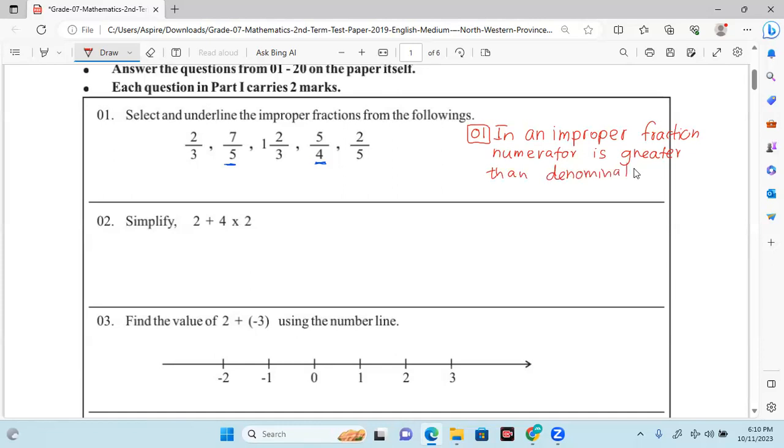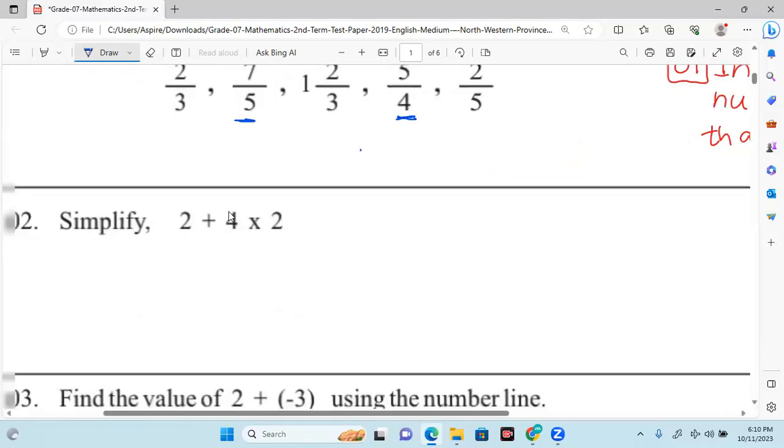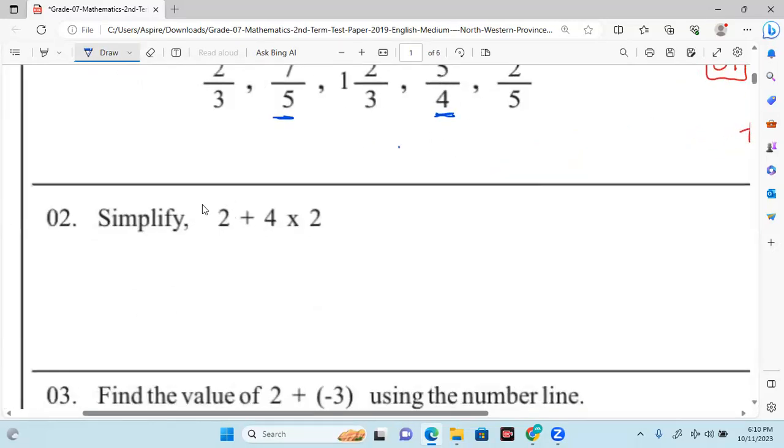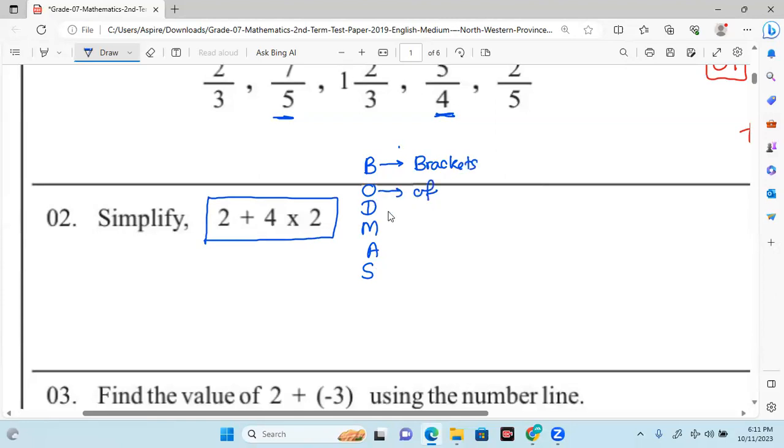Okay. Next, you have to simplify. We know that when we are given a numerical expression, we have to do the operations in a particular order. It is called the rule of BODMAS. I think you should have heard about this. B means brackets. That means if it consists of brackets, first of all, you have to simplify what is within brackets. Next, it is of.